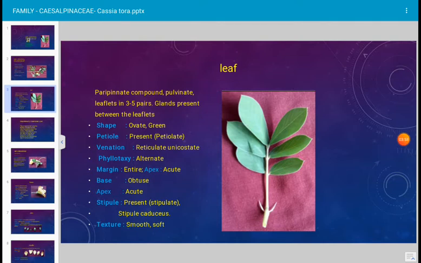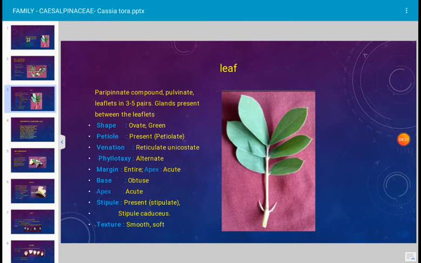Venation is reticulate unicostate. Reticulate venation means a network of venation is there. What is unicostate? That means it is having only one distinct rib or only one distinct midrib. Okay. Leaflet is having only one ridge or only one main vein or midrib. Therefore, it is reticulate unicostate venation.